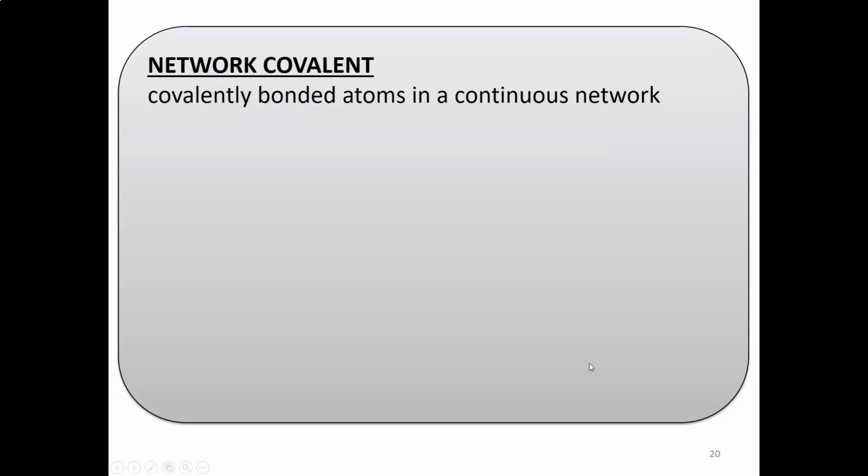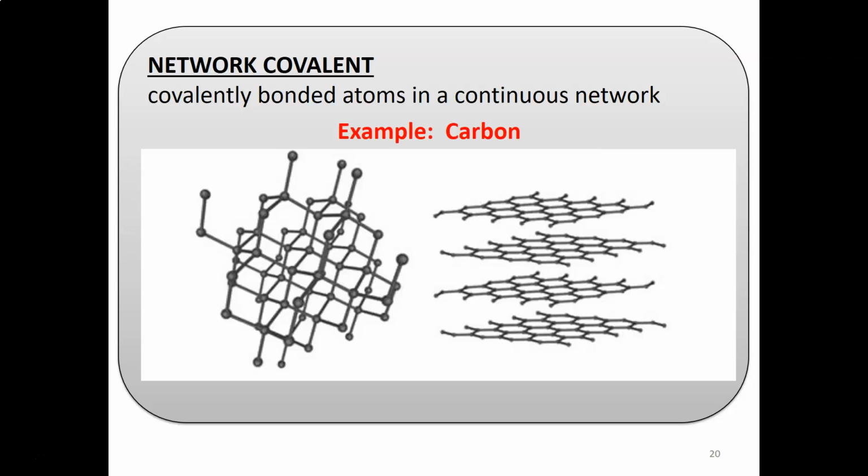Network covalent is when we have covalently bonded atoms that are connected in such a complex network that it ends up stronger than you would think. Carbon is one thing that does this. Silicon also does this. One of these is diamond and one of these is graphite.